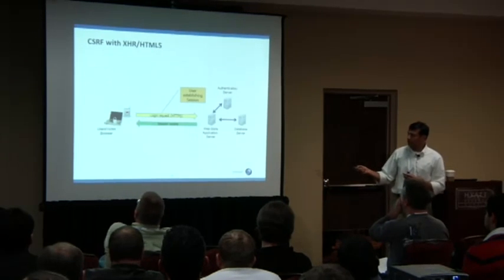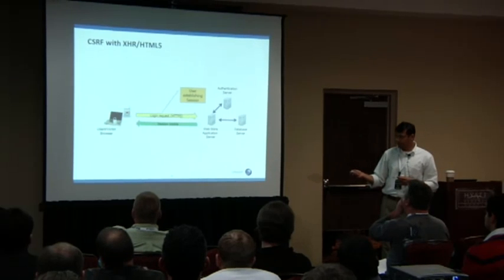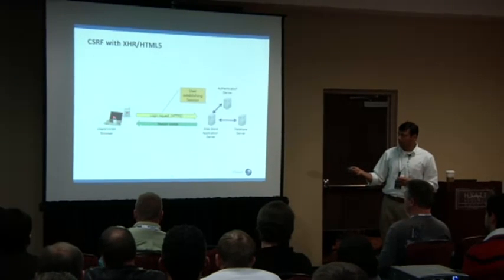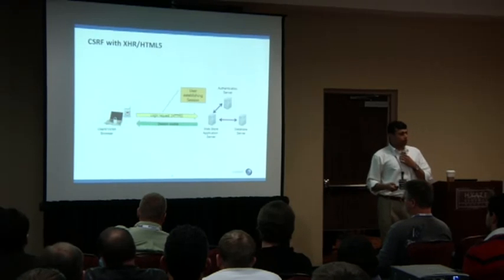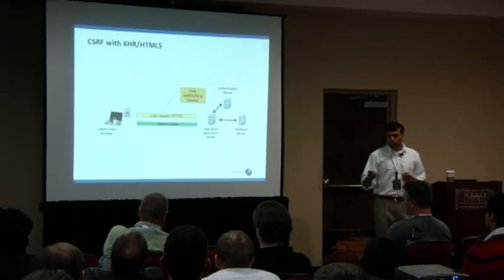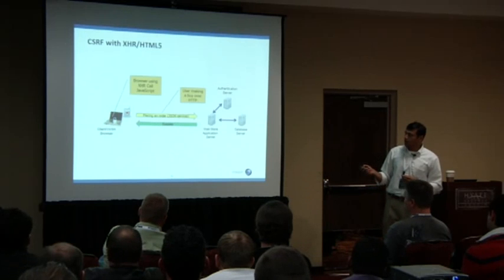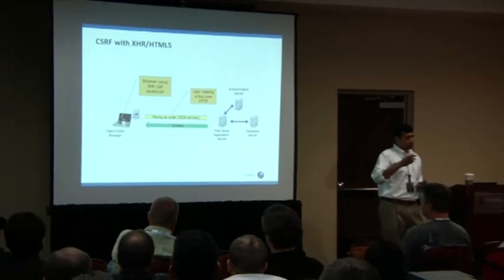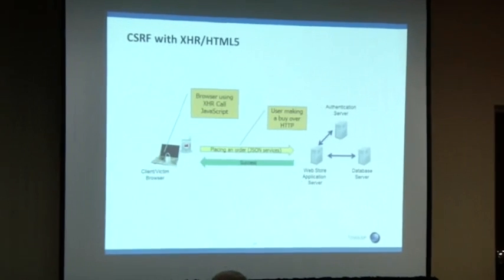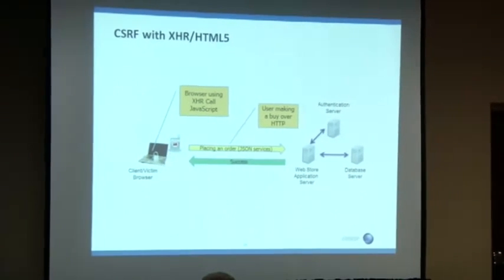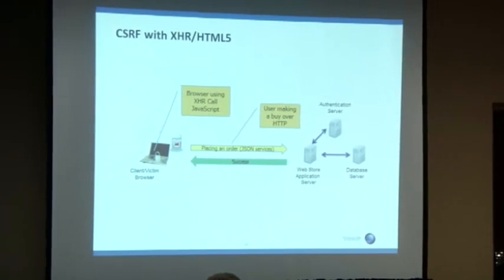For example, you have a web store here. You have a client over here. The client will do a login over HTTPS. The login will go through. He will do a session cookie authentication. Now the browser will actually use XHR. This is the way the application is defined. So the browser will send JSON traffic to the JSON services. And since the cookie will replay, it will go through.